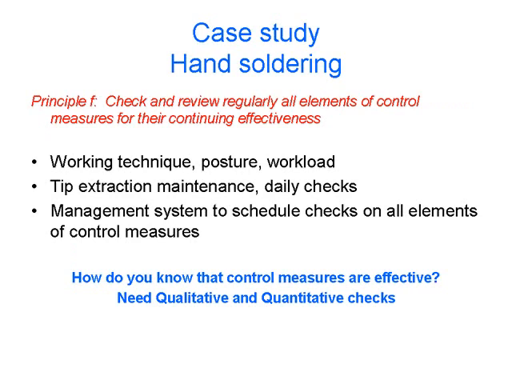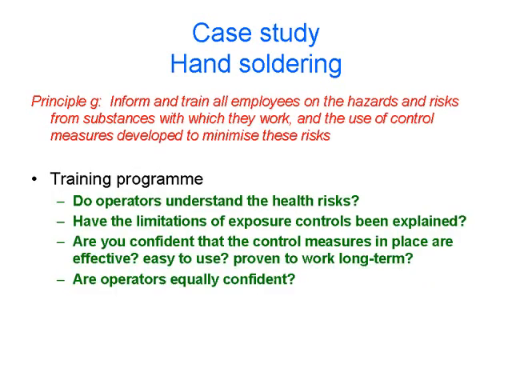Principle F, check and review regularly all elements of control measures for their continuing effectiveness, looking at work technique, posture and workload, tip extraction maintenance and daily checks, the management system to schedule checks on all elements of control measures. How do you know that control measures are effective? The need for qualitative and quantitative checks.